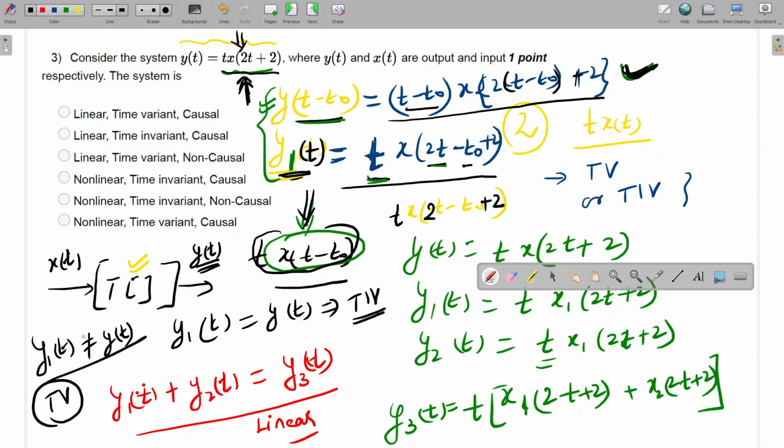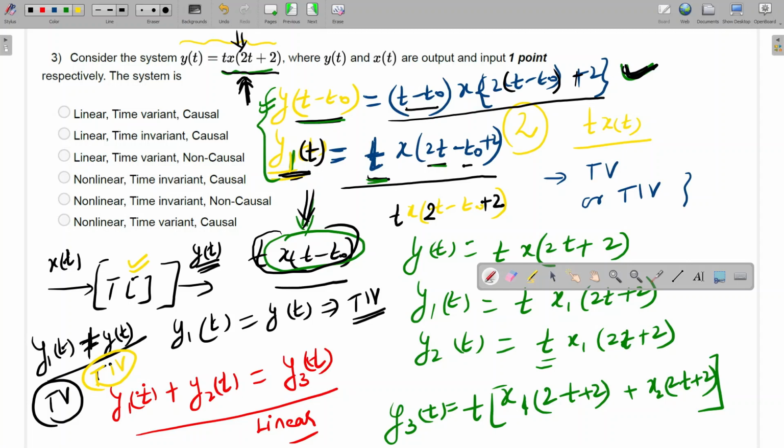If both values are equal, then it will be time invariant, TIV. If both are not equal, then it will be time variant. So here we see that y(t minus t naught) and y1 of t are not equal. So it will be time variant. So linear and time variant we got.